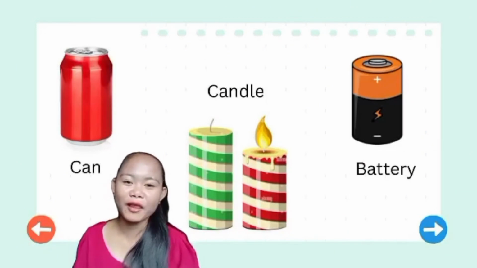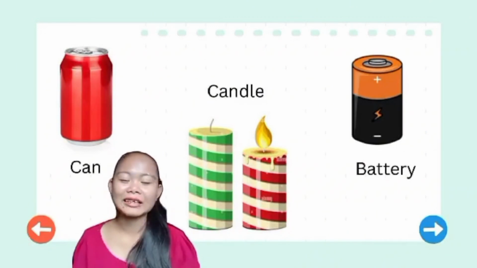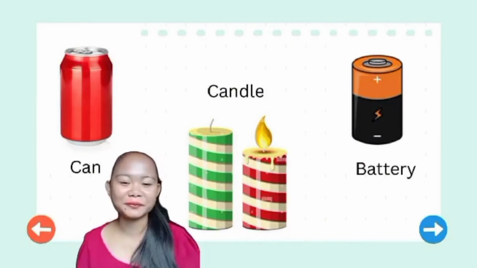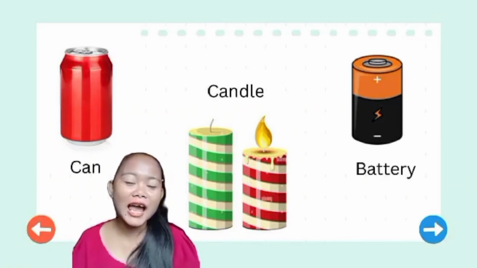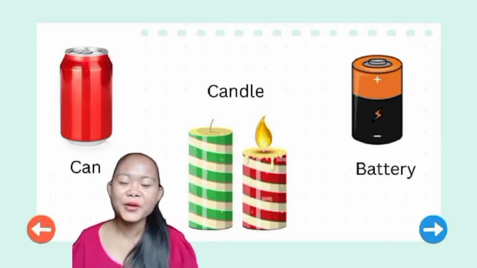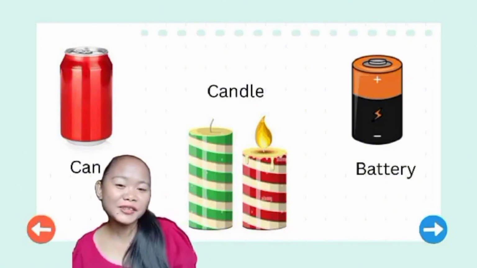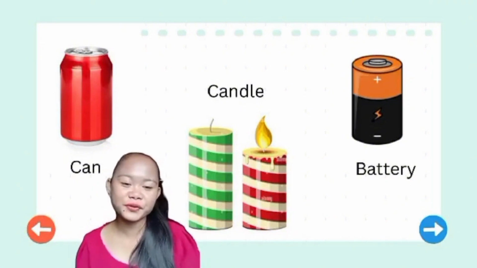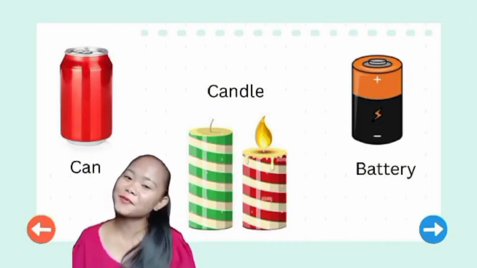Here are examples of the cylinder. First is a soda can, a candle, and a battery. So, cylinders are round and smooth with flat tops and bottoms.